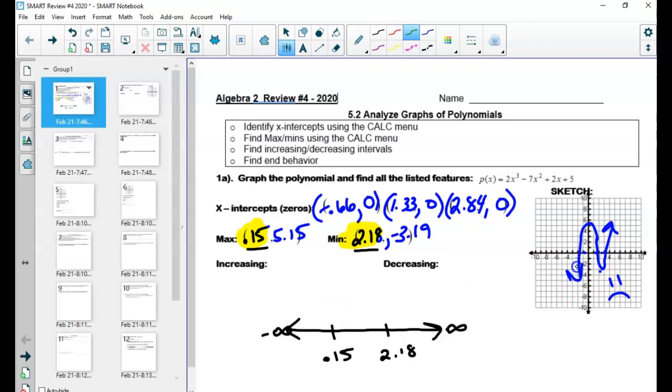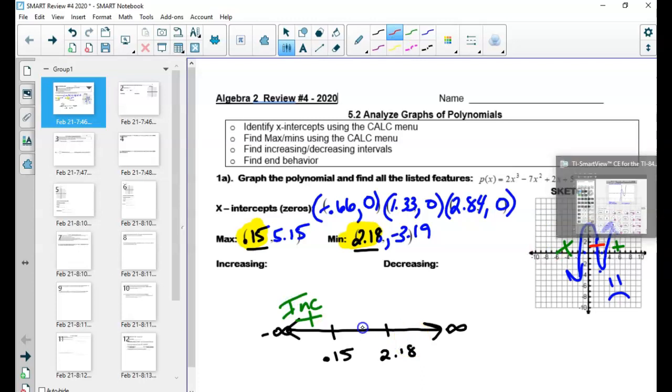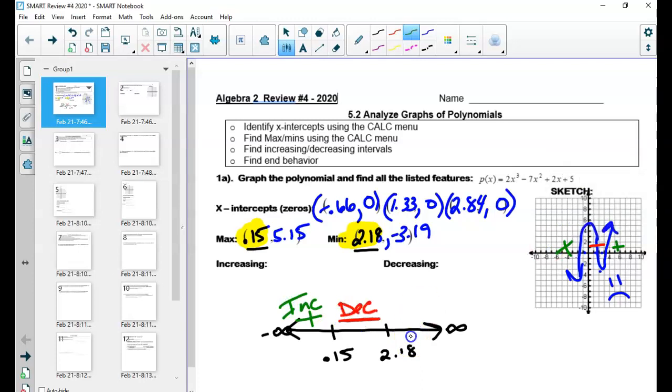And I look at my roller coaster, it's increasing, and then it's decreasing, and then it's increasing. If you look at it strictly from how the roller coaster is moving. So increasing, you can put a plus sign, or you can even write INC. And then the middle part is decreasing. You can even put DEC. And then it's increasing again.